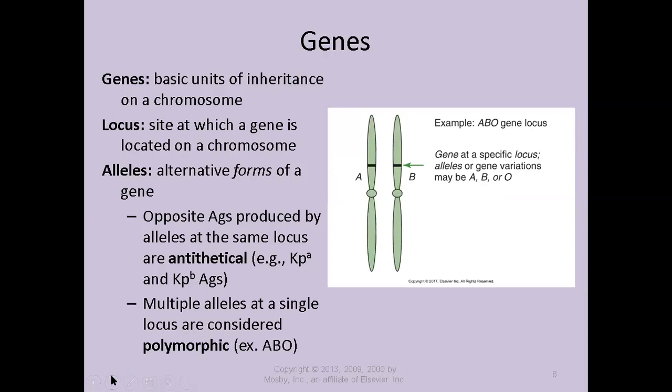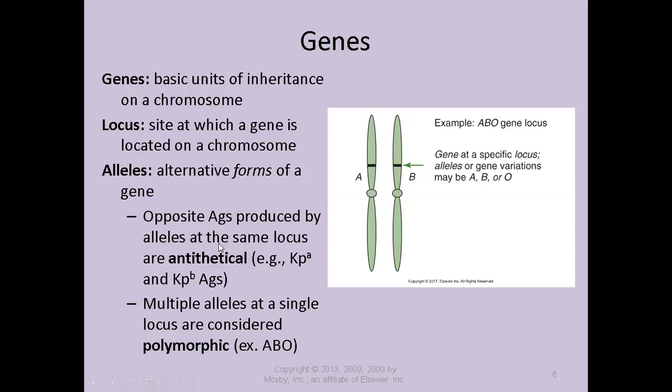When we move on to looking more carefully at genes, genes are the basic unit of inheritance on a chromosome. The locus is the site at which a gene is located on a chromosome, and I like this word because, think location, and locus, basically you can figure out what it means. Alleles are alternative forms of a gene. So they are opposite antigens that are produced by alleles at the same locus, and they're antithetical.